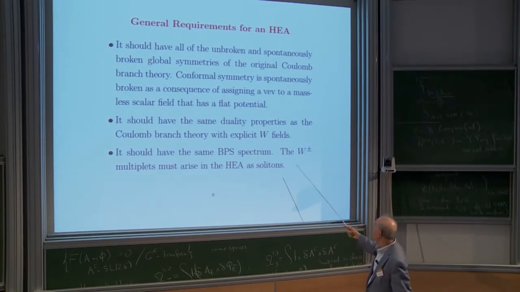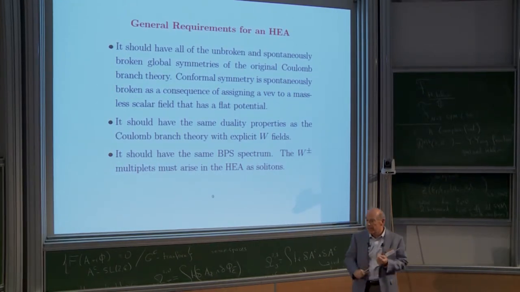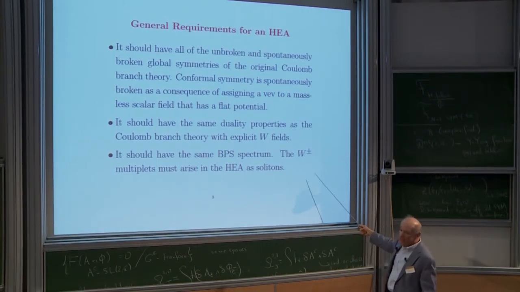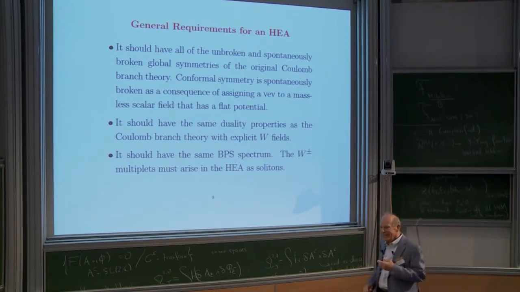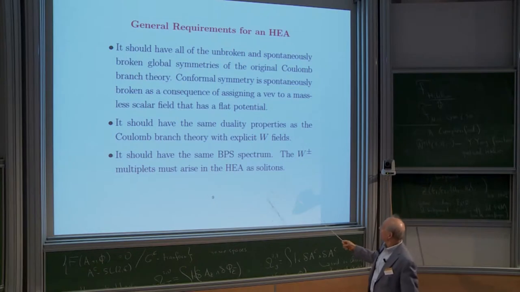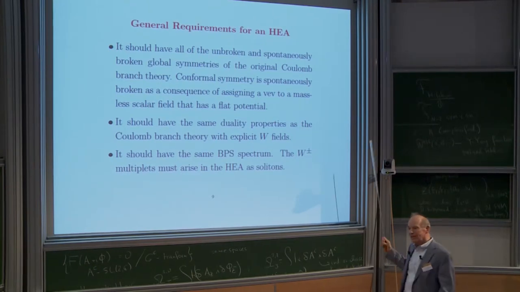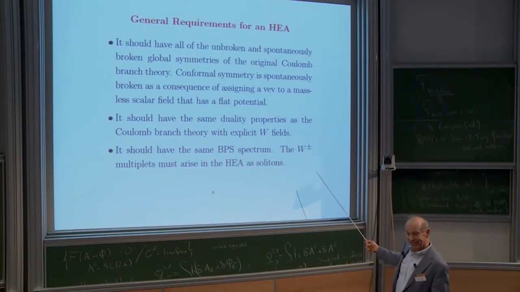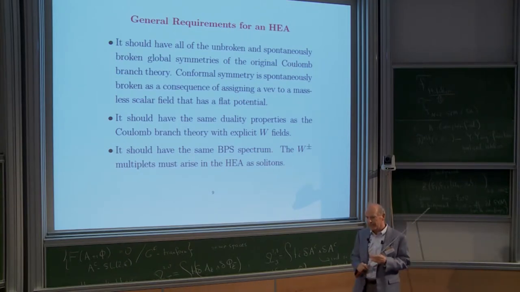It should have the same BPS spectrum. So what does that mean? Because you only see the massless multiplets. Well, you know in the formulas with the Ws, you can find monopole solutions, as Sasha showed us. And so what I'm going to argue is that this HEA should have solitons that give all the massive fields, not only the monopoles and dions, but also the Ws themselves should appear as solitons, giving a complete SL(2,Z) multiplet of solitons.